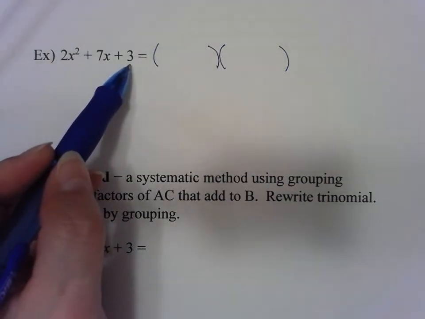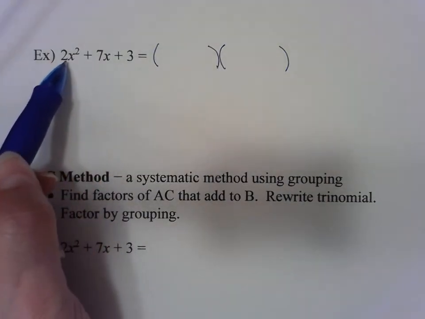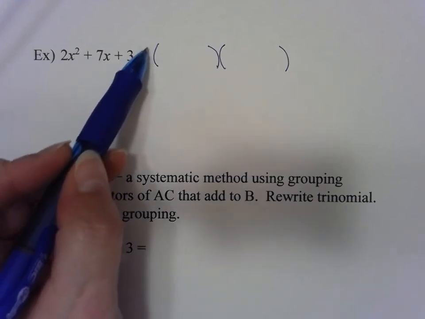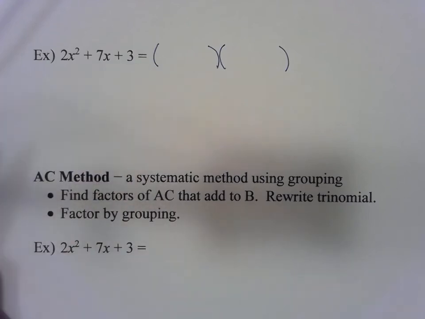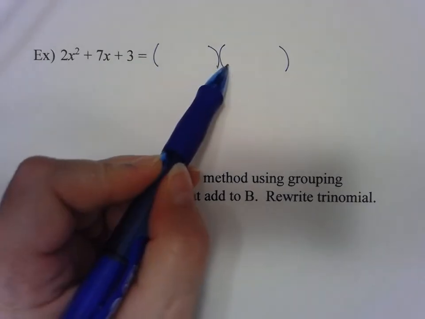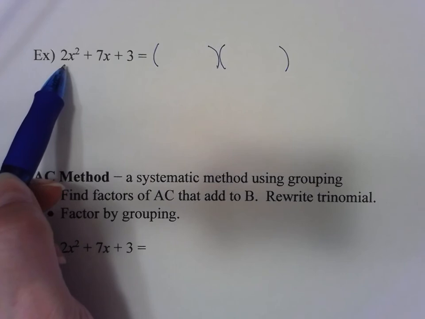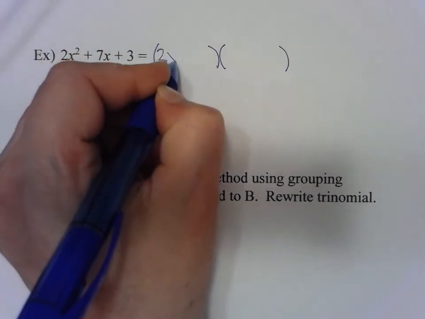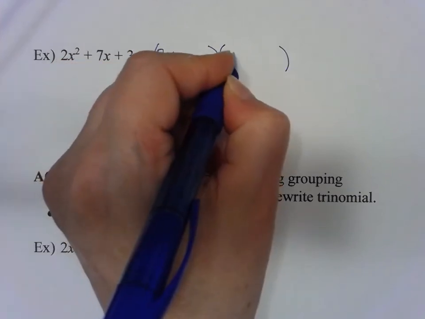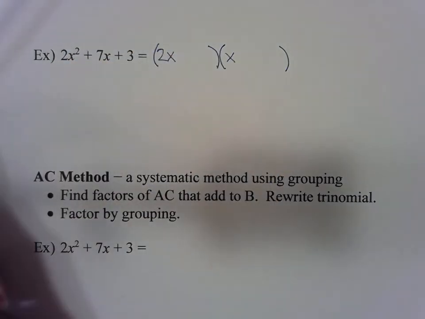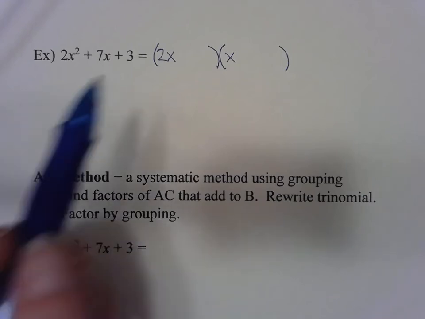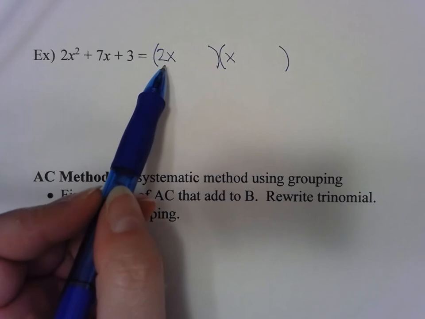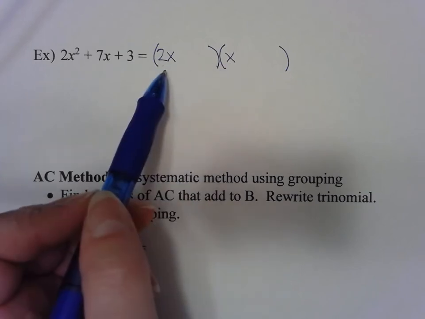Okay, first let me just point out there's no GCF here, right? 2, 7, and 3 do not share any common factors. So there's not going to be anything on the outside of the parentheses. The first times the first must be 2x squared. So the only way that can happen is if one parentheses has a 2x and the other has an x or a 1x. And so this makes this example different from all the other ones that we just did because it's not just x and x.